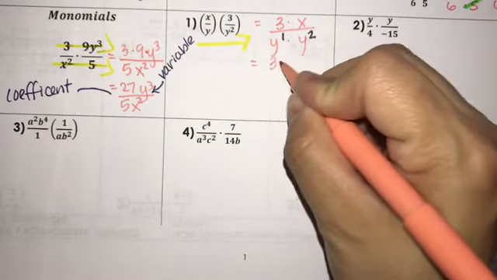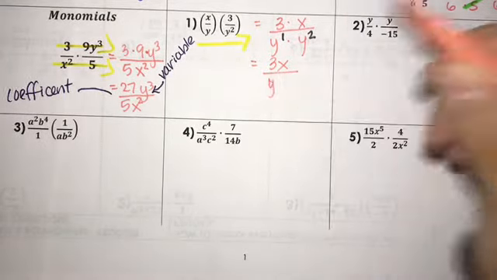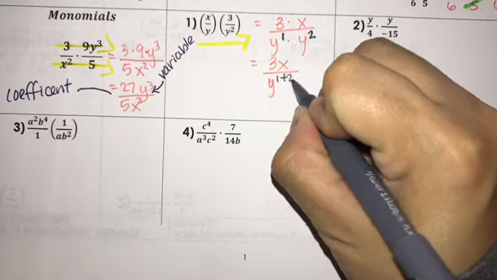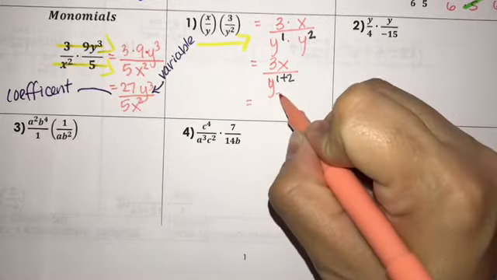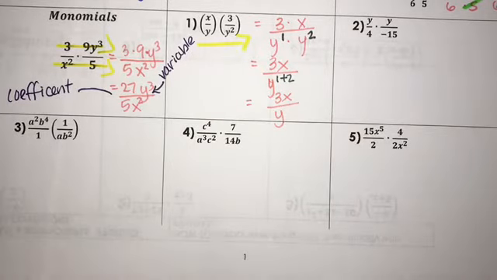So I'm going to get 3x divided by y. The base is the same. 1 plus 2. And that's going to give me 3x divided by y to the third power. And that'll be my solution.